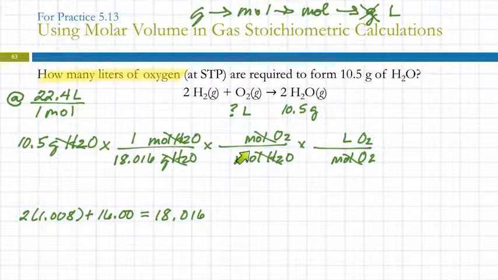The mole ratio in the middle comes from the coefficients of the balanced chemical equation. 1 mole of O2 gives me 2 moles of water. So the O2 gets a 1 and the water gets a 2. It's just the coefficients. And then this last one, we can use the molar volume of the gas, 22.4 liters per mole. That only works at STP, but this is at STP. So 10.5 divided by 18.016 divided by 2 times 22.4.